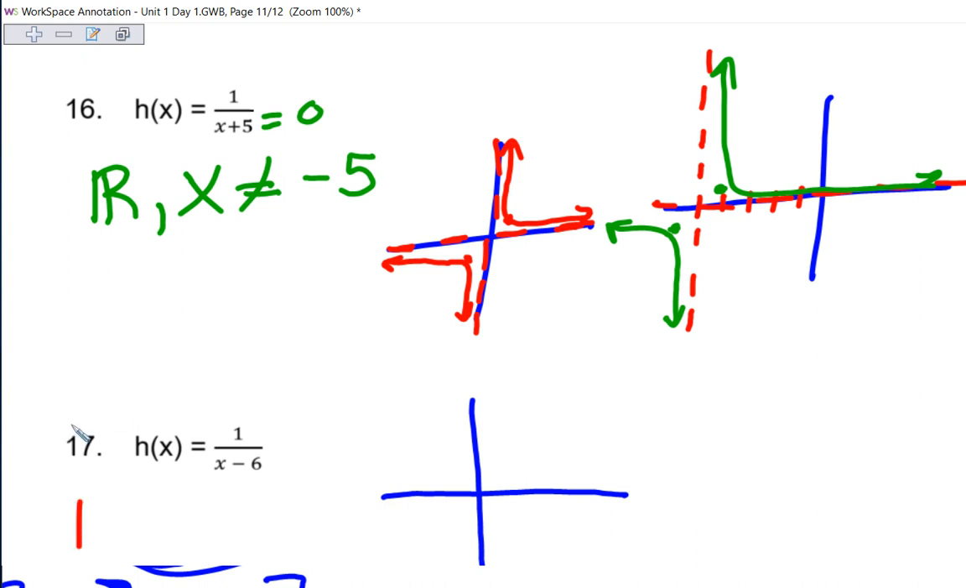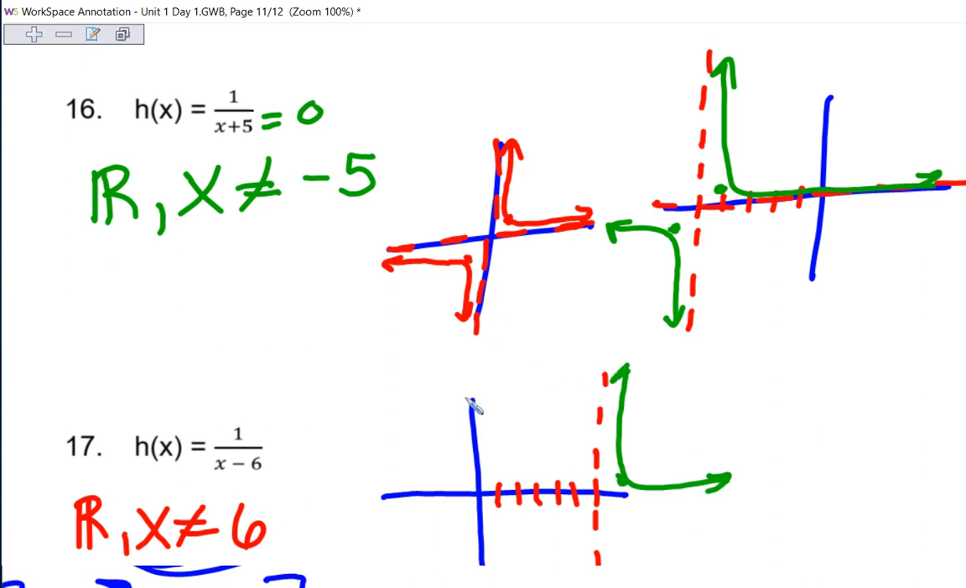Would be all real numbers except x cannot equal what? 6. And this graph, what does the minus 6 do to the graph? Move to the right 6. Now again, you don't have to sketch all of this. I'm just re-emphasizing some of your algebra skills. There we go. So it's all real numbers except we have that vertical asymptote that's positive 6.